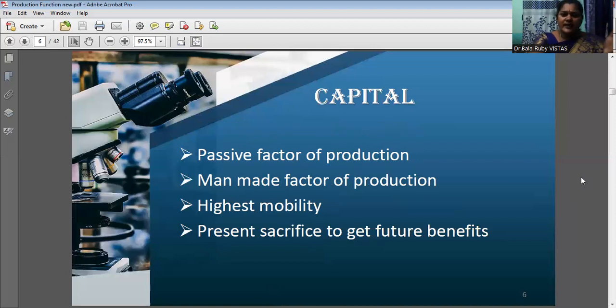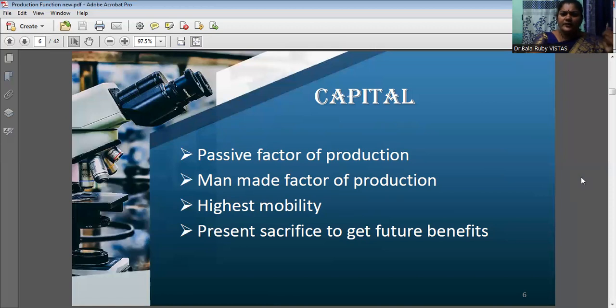Then if you see capital, it is a passive factor of production. At the same time, it is a man-made factor of production. We produce machinery, tools, and equipment. So it is a man-made product and it is highly mobile also. Suppose foreigners need some machinery, we can easily export it to a foreign country. Similarly, if we need some equipment from a foreign country, we can easily import it. So this is also possible.